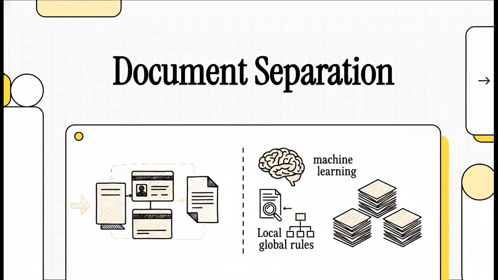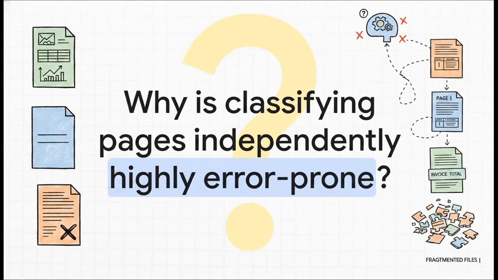But as we're going to see today in this explainer, machine learning provides an absolutely brilliant, elegant solution by pairing local guesses with global rules. Let's get right into it. Okay, let's dive into this.